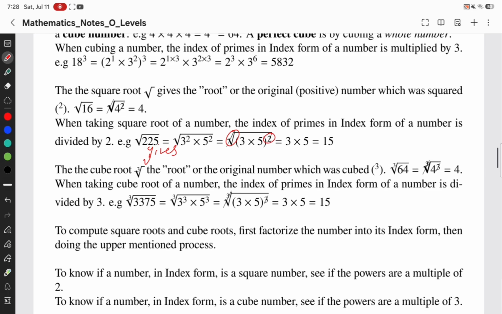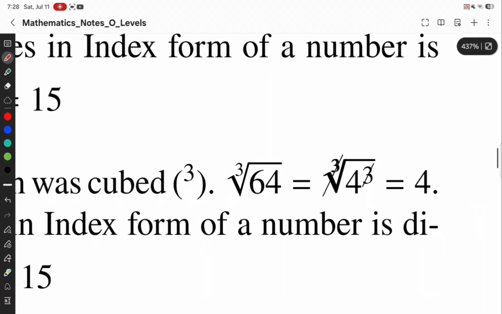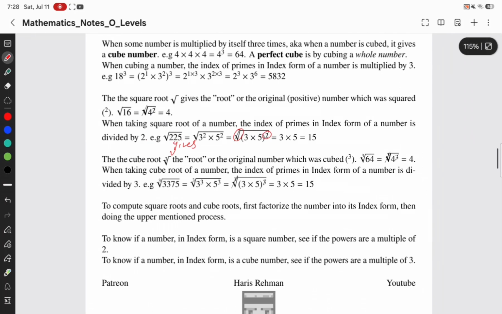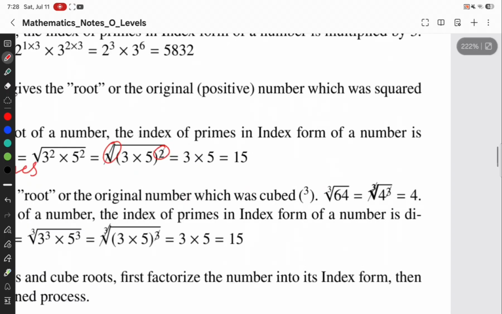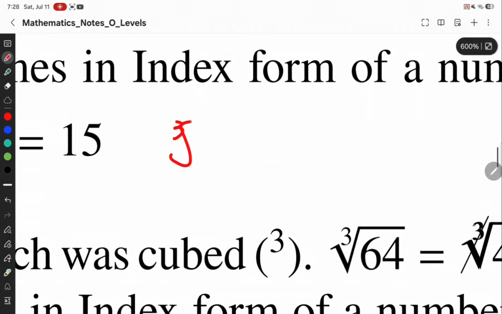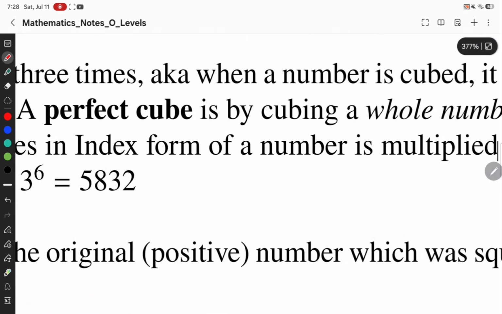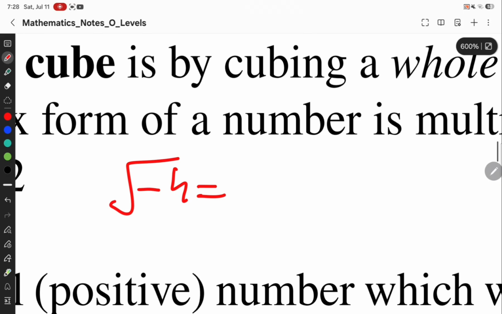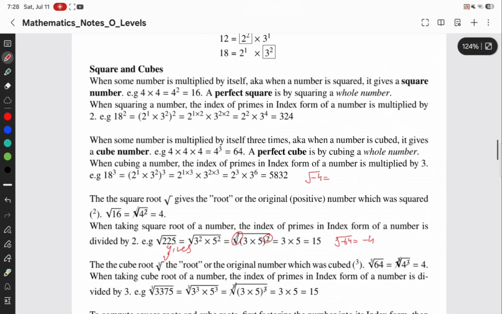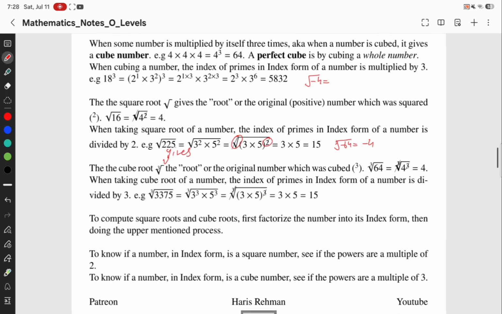Example, the cube root of 64 gives us the regular number 4. Why did I not write negative about positives? The cube root of a negative number gives us a negative number. You cannot take the square root of a negative number because that is invalid. A calculator will say no. Okay, it gives us something, but it's out of the scope of the syllabus. If you want to see what it gives us, be my guest.